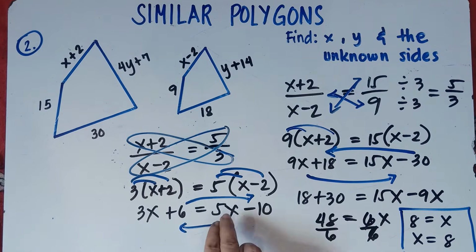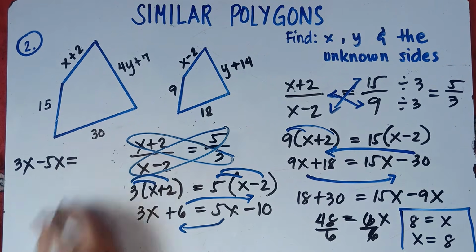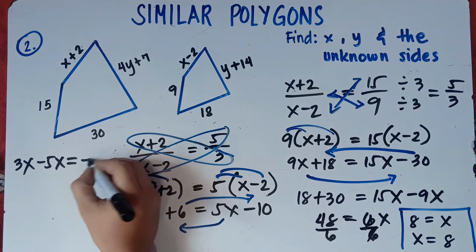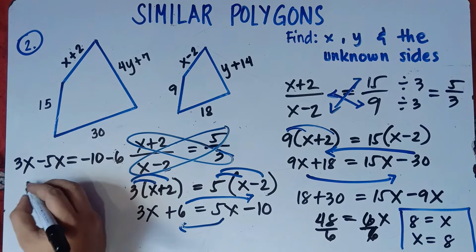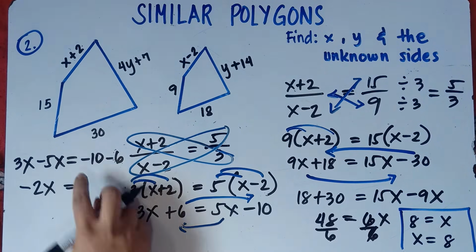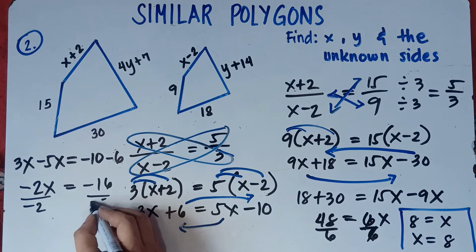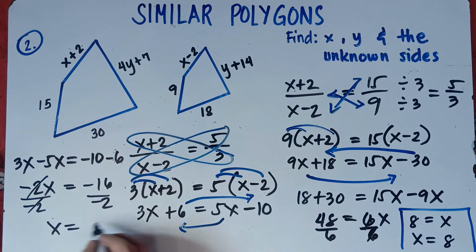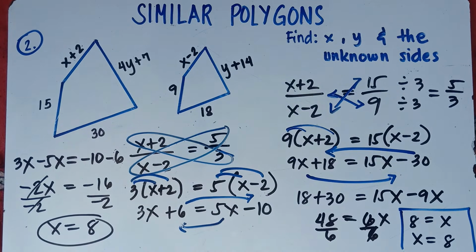So let's do this one. Transposing 5x from right to left. Let's check if we get the same answer. So this will be 3x, then this is 5x. This will be negative 5x equals, so copy negative 10. Then this is positive 6, it will be negative 6. Then 3x minus 5x, that's negative 2x equals negative 10 minus 6, that's negative 16. Divide both sides by negative 2 so that we can cancel this out. x equals negative divided by negative is positive. 16 divided by 2, that is 8. So you will get the same answer even if we do the other way.